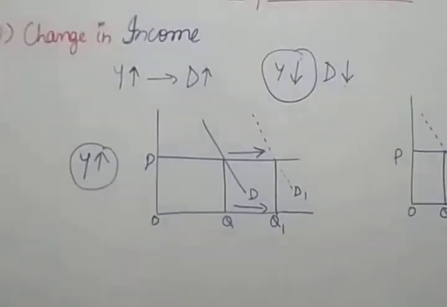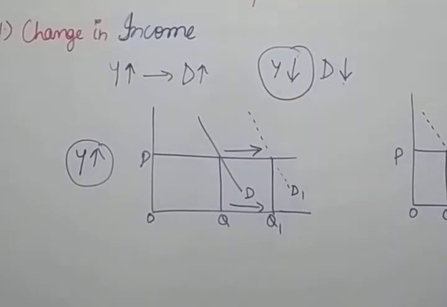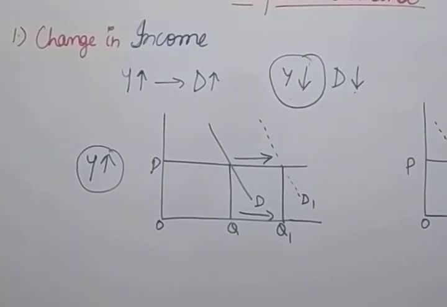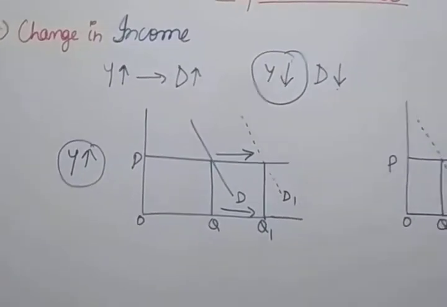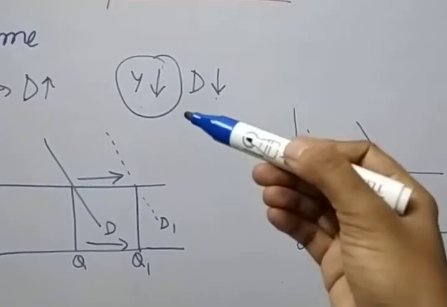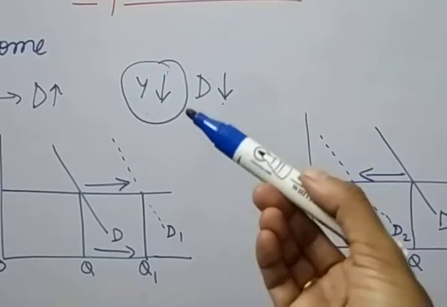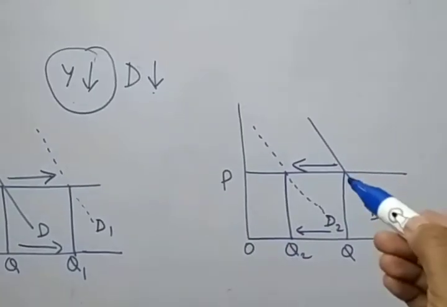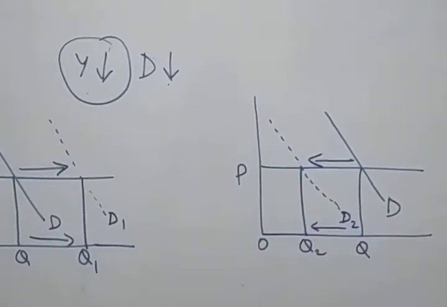See the diagram. If your income increases, with more income the consumer can consume more units of the commodity. So the demand curve will shift to the rightward. Similarly, if the income reduces, with less income he can purchase fewer units of the commodity, so the demand curve will shift to the leftward.